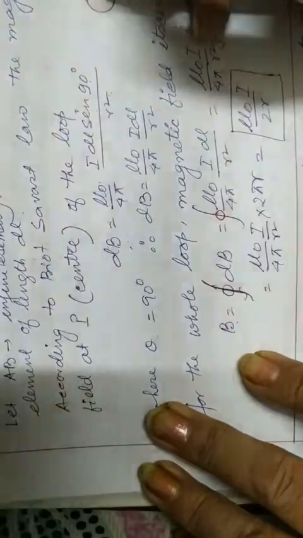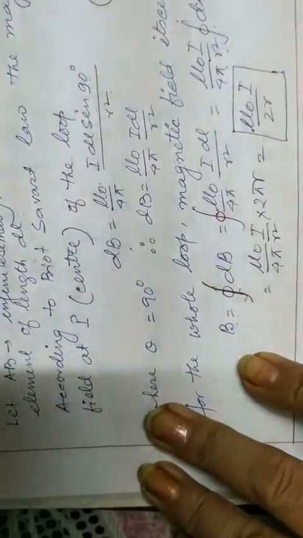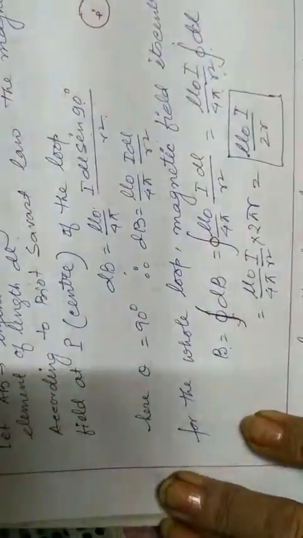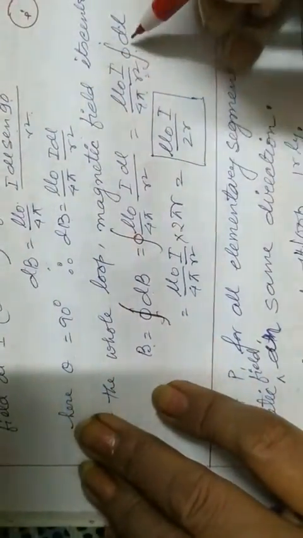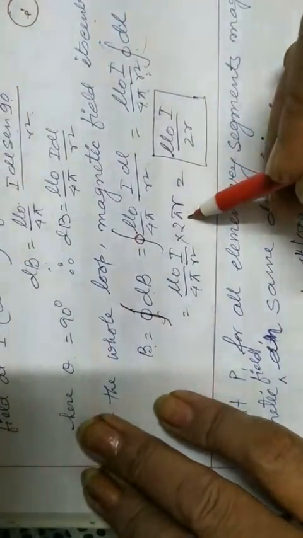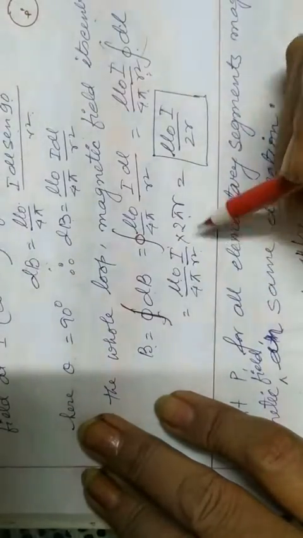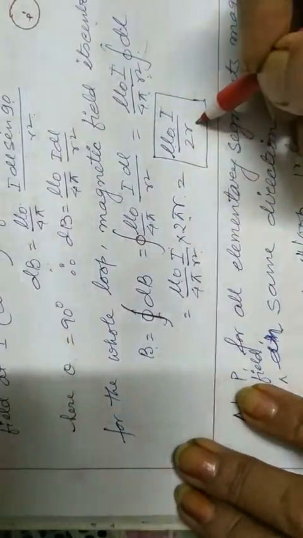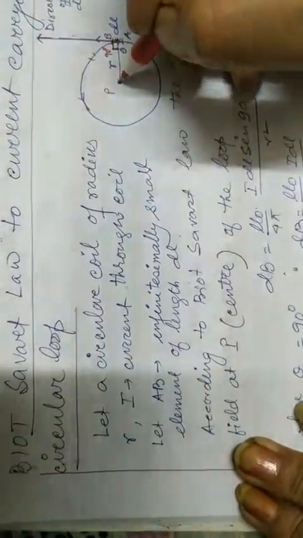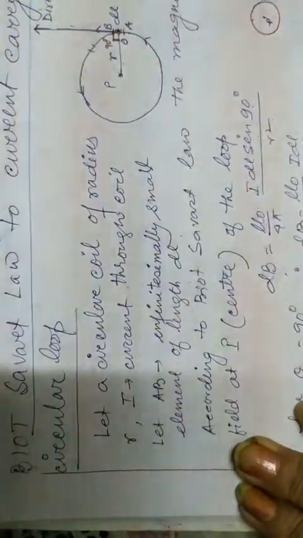By integration, the closed integral of dl is equal to 2 pi r. So B is mu 0 I by 4 pi r square times 2 pi r, which is equal to mu 0 I by 2 r. So for a circular loop, at the center, the magnetic field is mu 0 I by 2 r.